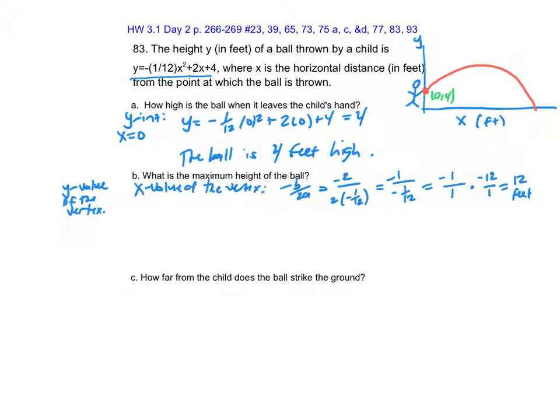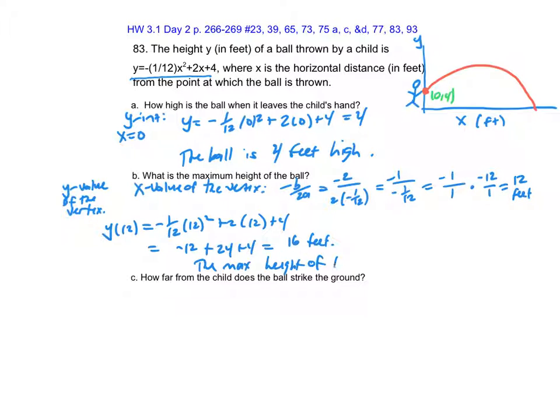We want to find the y value, so we'll evaluate the function when x equals 12. That's negative 1/12 times 12 squared plus 2 times 12 plus 4. Negative 1/12 times 12 squared is negative 12. 2 times 12 is 24, plus 4. And negative 12 plus 24 plus 4 is going to be 16 feet. So the maximum height of the ball is 16 feet. And if we go back to our graph of our function, that means the vertex here is at (12, 16).